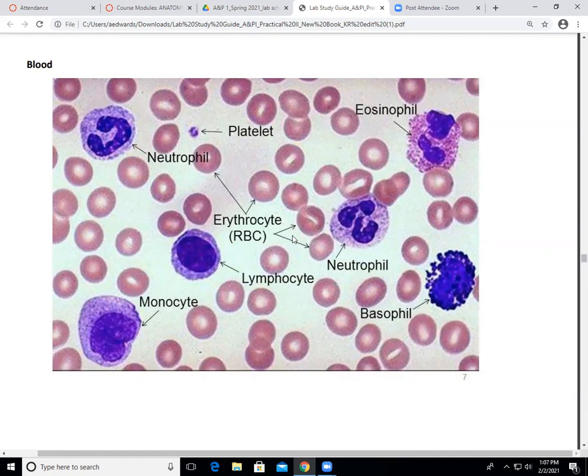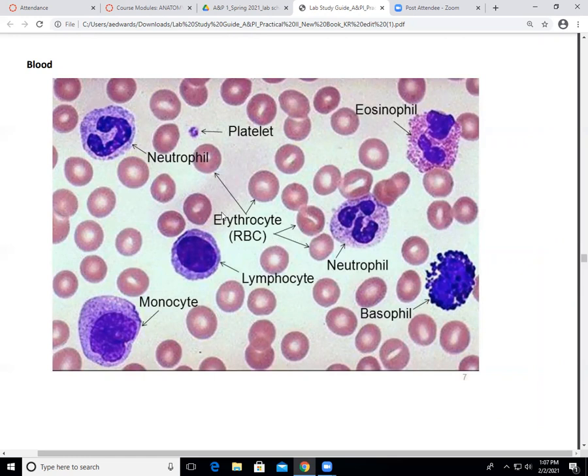So remember we said connective tissue proper, you have loose connective tissue and dense connective tissue, right? And under the loose, you have your areolar, adipose, and reticular. And then under your dense, you have dense regular, dense irregular, and elastic, right? So now we're on to fluid connective tissue.